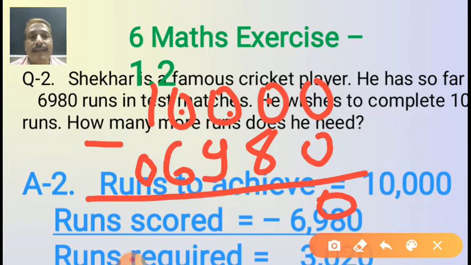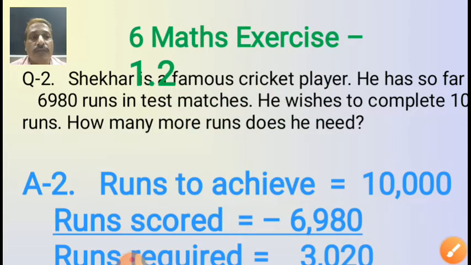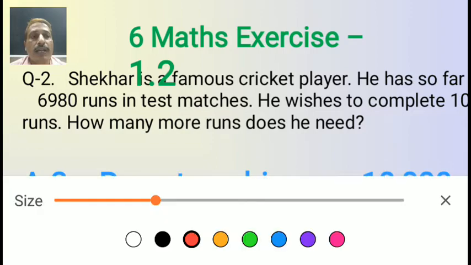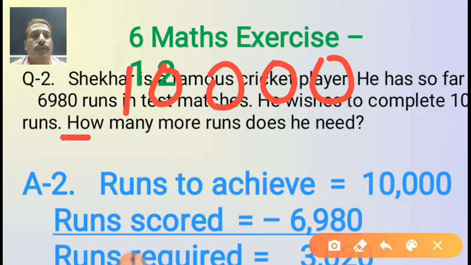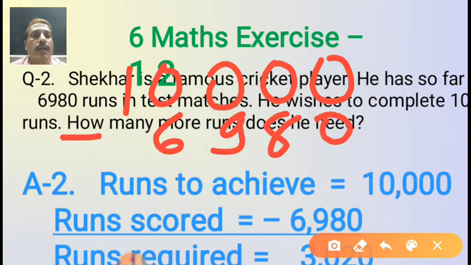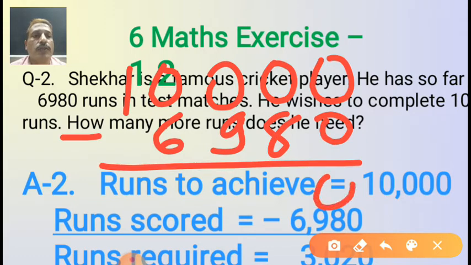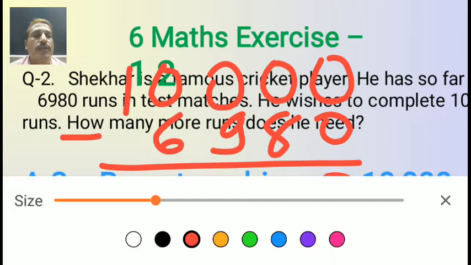Yes, there is a 1. So this one will give you a... suppose by mistake I did that. Once again I will show you. So don't worry students, 6980. Actually I want to show all these questions with a different color. So now I change my color.